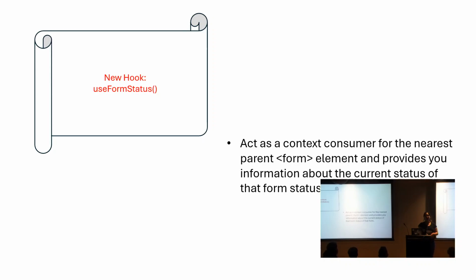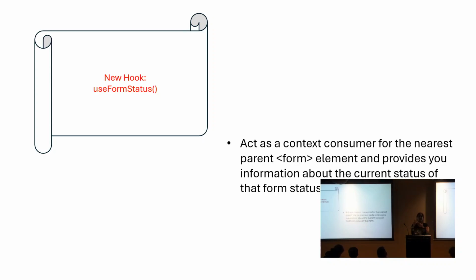This one works as a context consumer for the nearest parent form. For example, in the form that I showed, you have a submit button, and you want to show that this form is pending and not submitted yet. So you can change that button instead of just showing it in a paragraph. This is an object, and you send that object to the form.